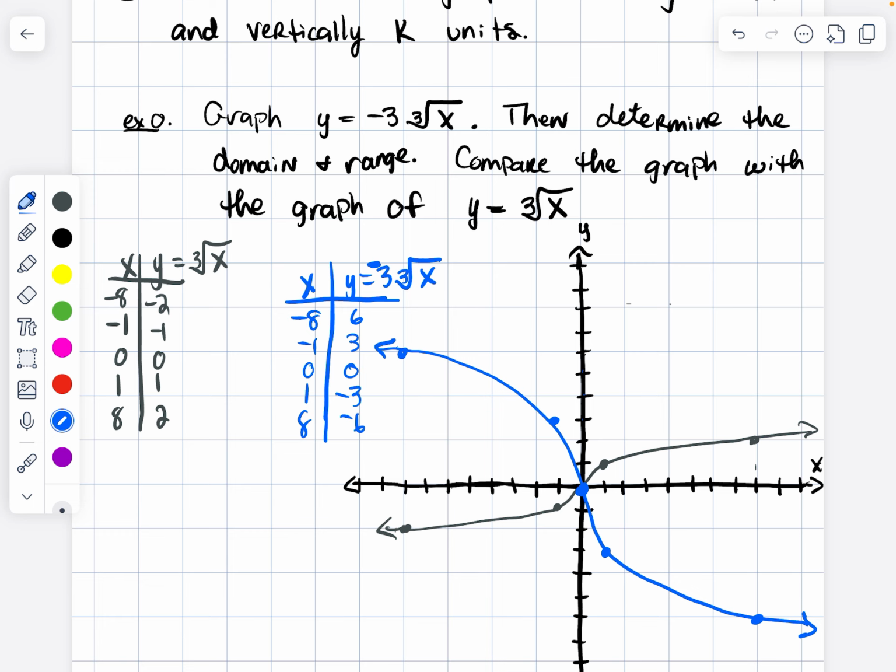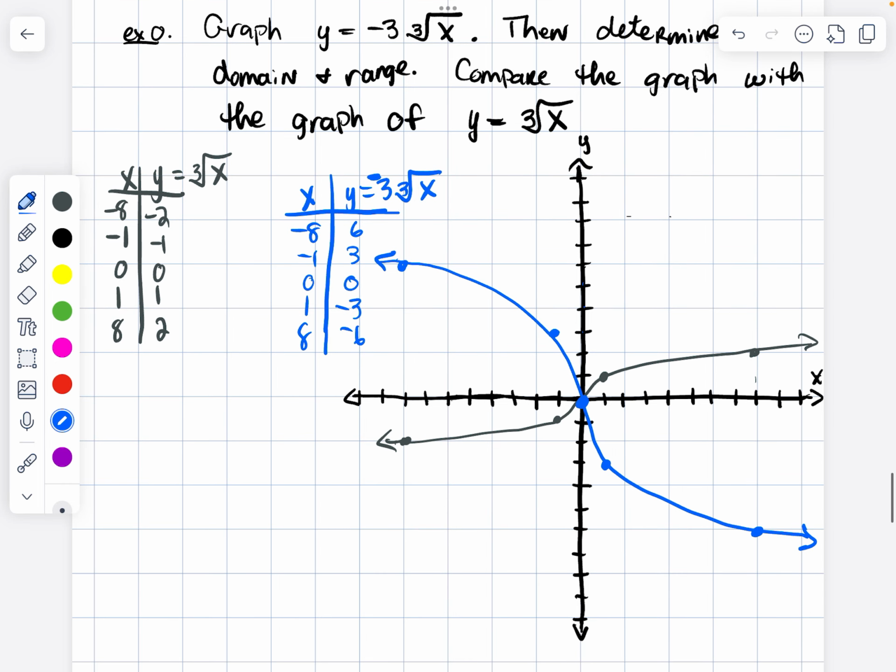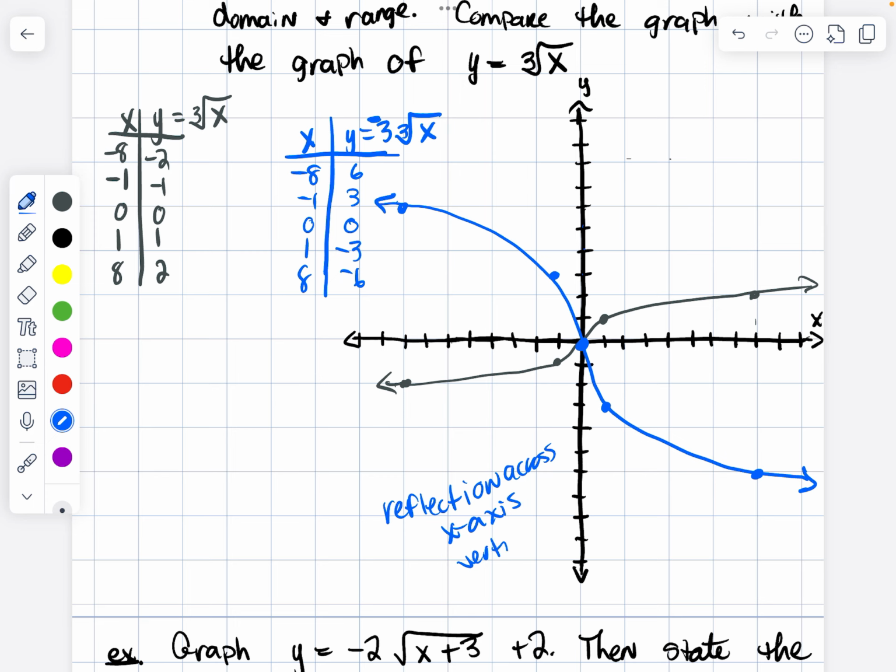And there we are. Notice that there's two things that happened here. There was a reflection across the x-axis, right? And also, there's a vertical stretch by 3. Okay? There we are. These are not inverses, by the way.